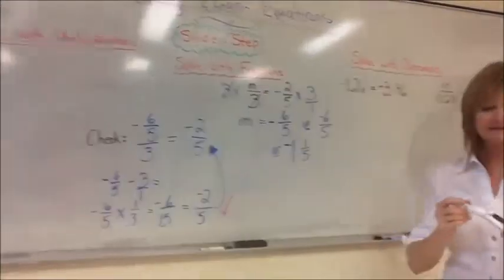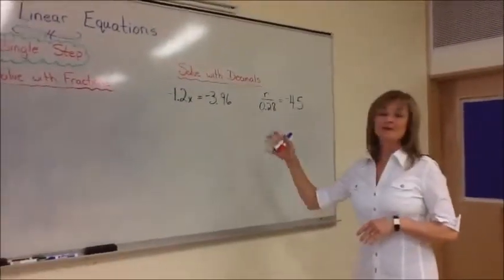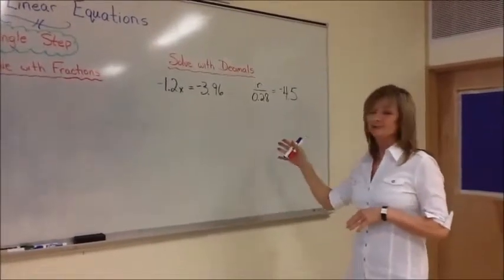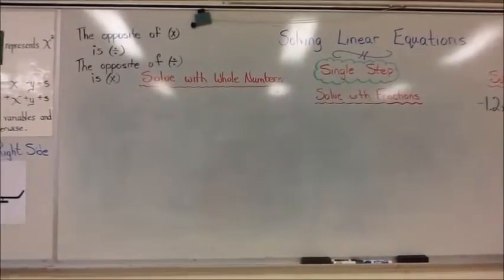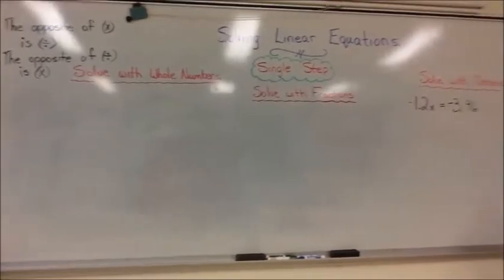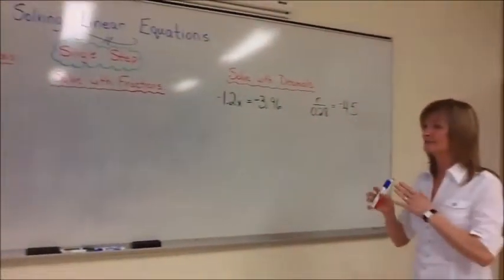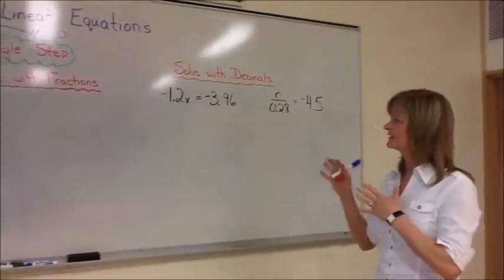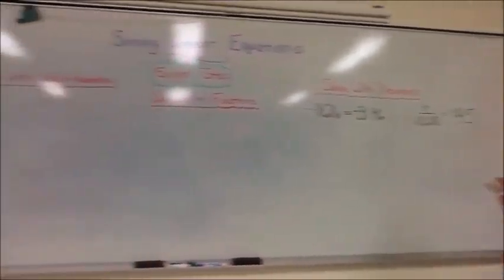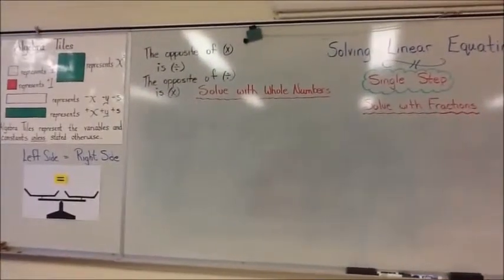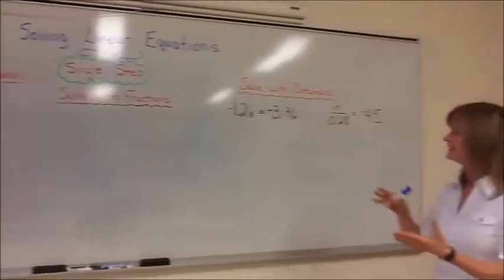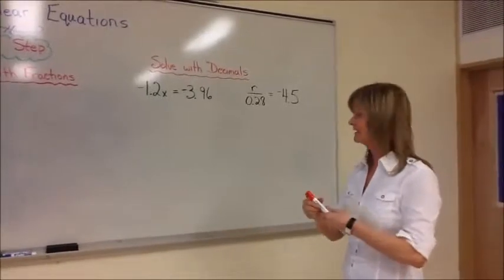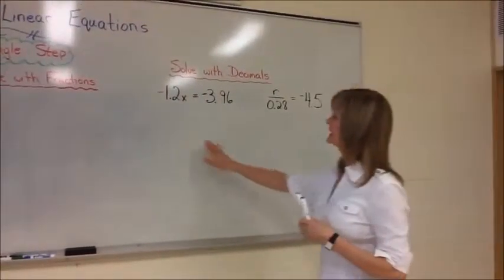check is correct. Okay, we are working with solving linear equations with decimals. So we've talked about solving linear equations single step. It's still single step, but we've done whole numbers. Then we moved to fractions, and now we're taking a look at decimals. Again, a reminder that the opposite of multiplying is dividing. The opposite of dividing is multiplying. And you're thinking those scales, what you do on one side of this equal sign, you always do on the other. So we'll take a look at this again.